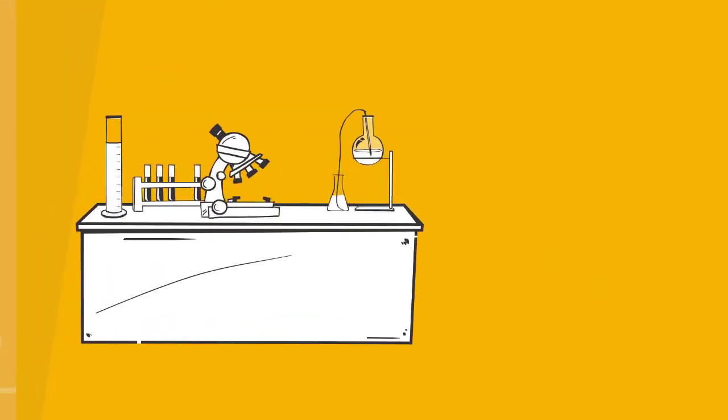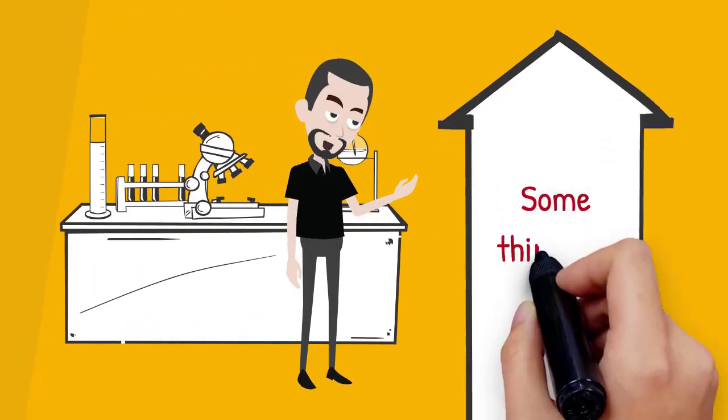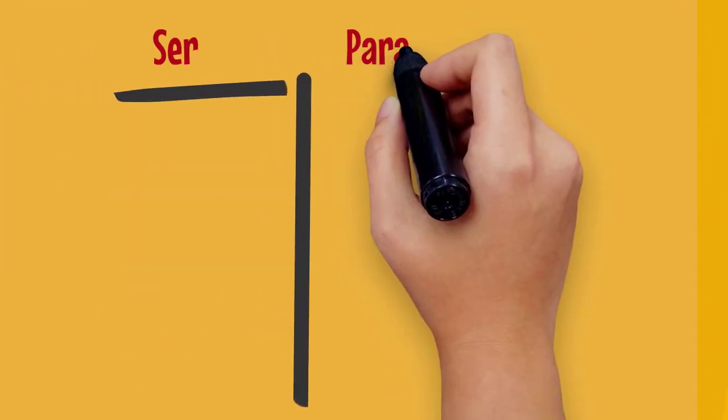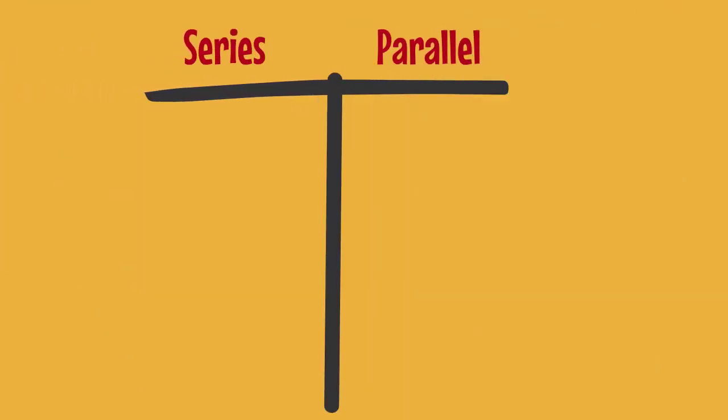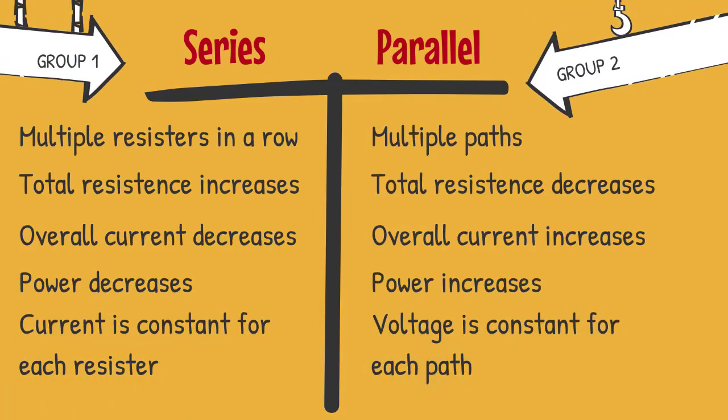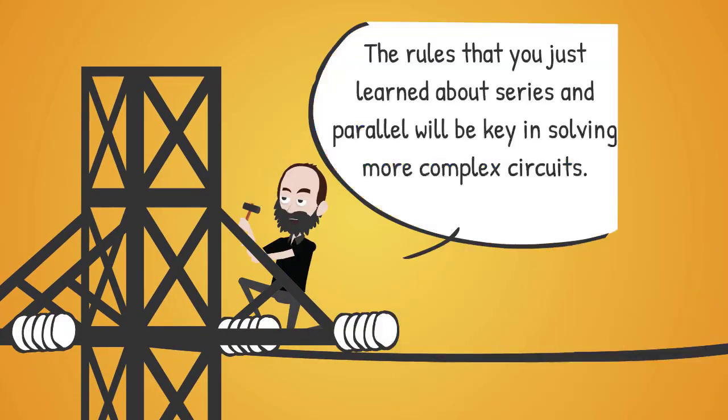Now that we've done both series and parallel circuits, we've got a couple things to review and compare between the two. Here's a T-table that shows the major features of a series and parallel circuit. Pause the video to jot these down if you need to take notes. The rules that you just learned about how to solve series and parallel circuits will be key in understanding how to solve more complex circuits.